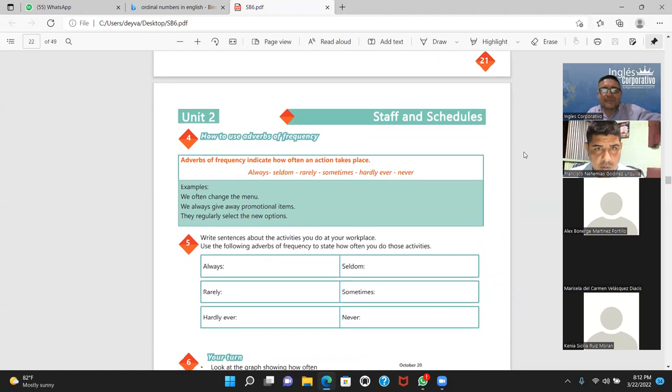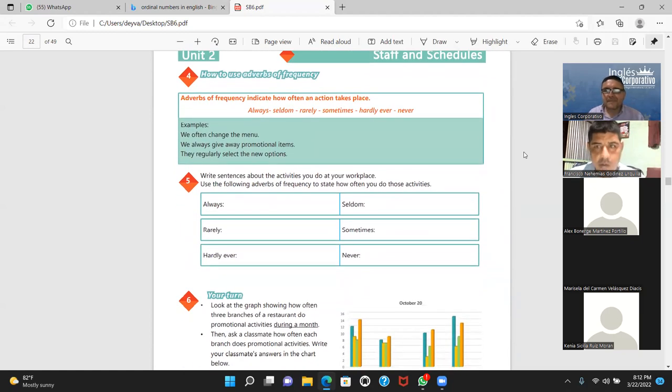Can you see my book? Yes, teacher. Okay. So now, any questions about yesterday before we continue with today's topics? In yesterday's conversation, we were speaking about adverbs of frequency. And it says right here, adverbs of frequency indicate how often an action takes place. ¿Para qué nos sirven los adverbios de frecuencia?